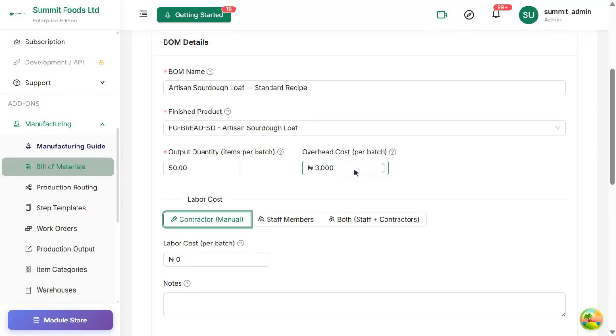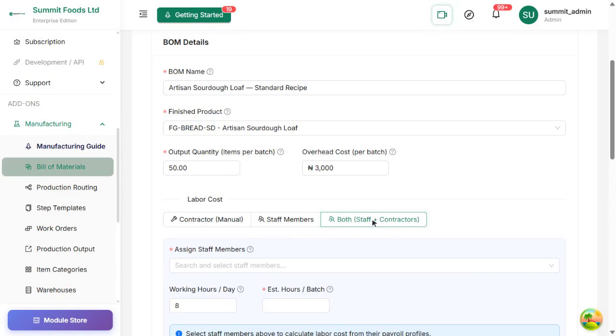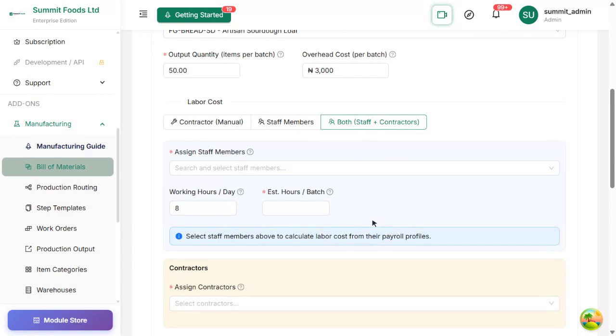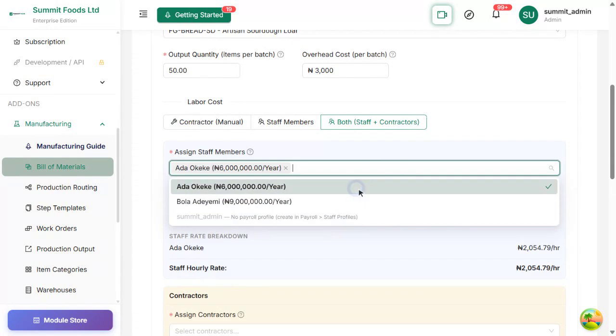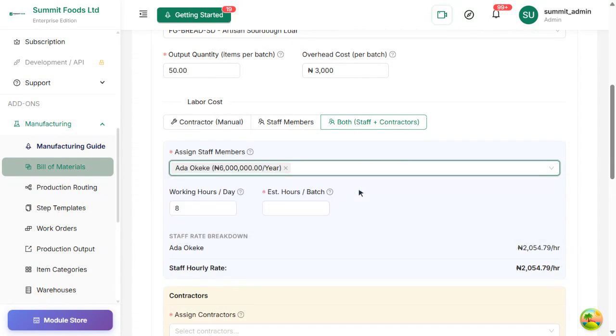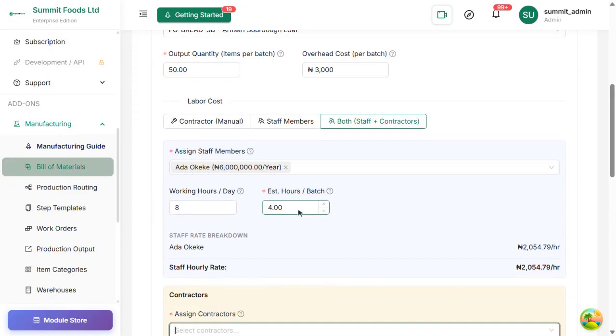Now labor, the important part. We choose both, staff plus contractors. This lets us combine our own bakers, whose cost comes from their payroll, with a contractor, whose cost comes from his hourly rate. We assign our staff baker, Ada, and notice ZetaFisc already knows her salary, so it works out her hourly rate automatically from her payroll profile. We say one batch takes 4 hours of work, based on an 8-hour day.